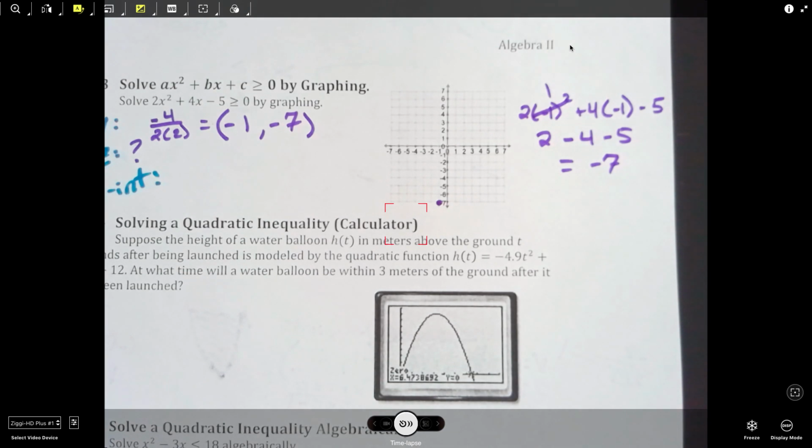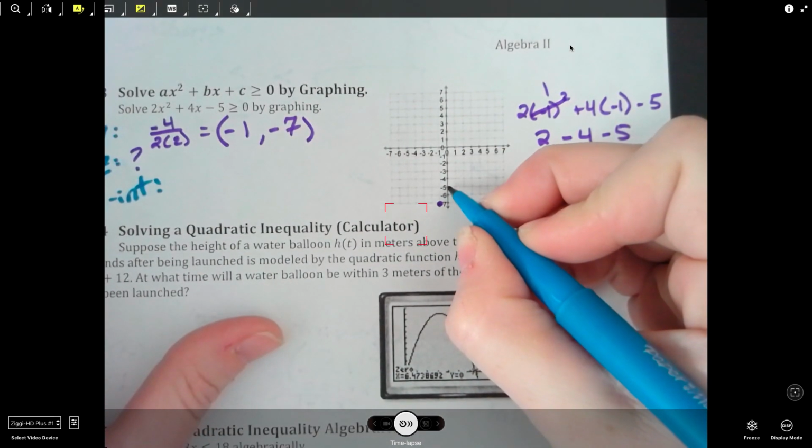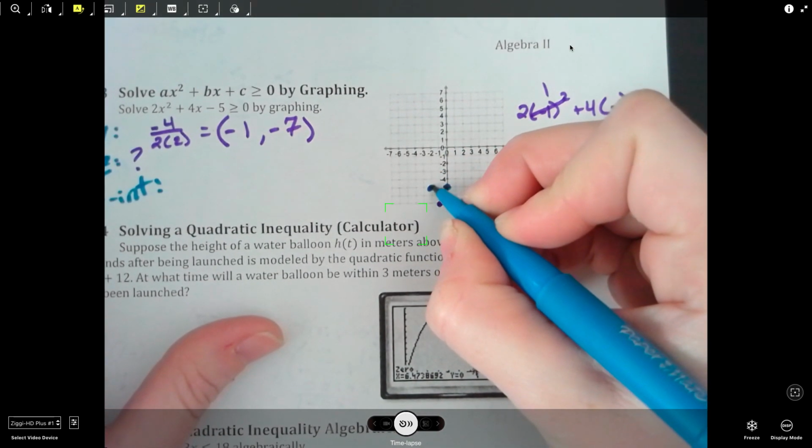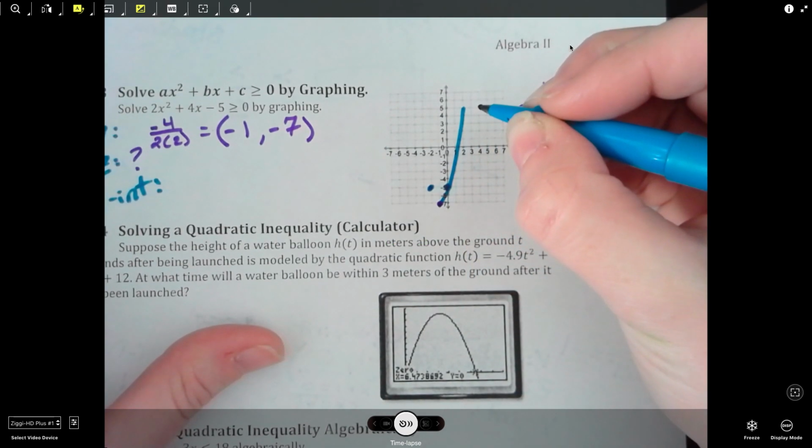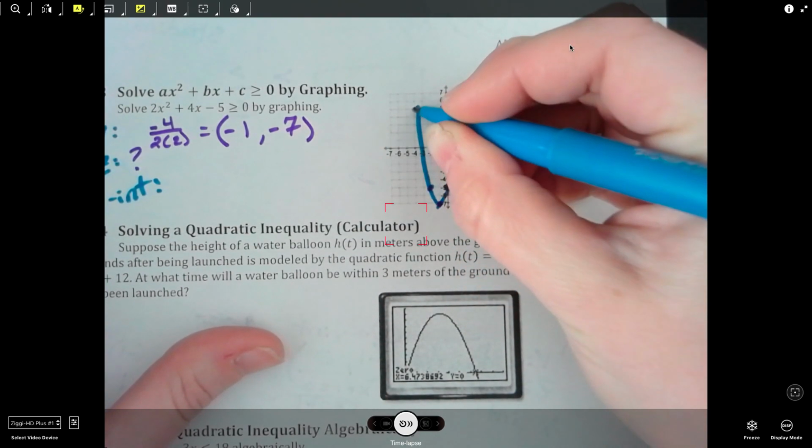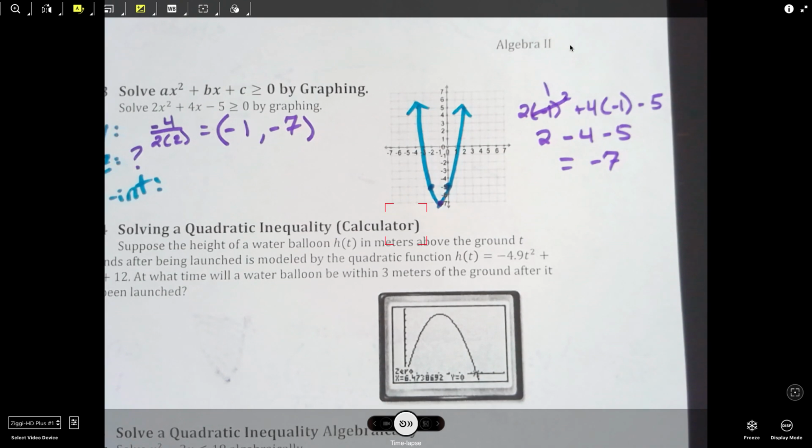What's the y-intercept? -5 here, and it's going to be -5 there also. So it's going to go, I'm safe. I'm safe. Oh, it's actually I'm not safe. It's finally equal to, and I can do a solid line.